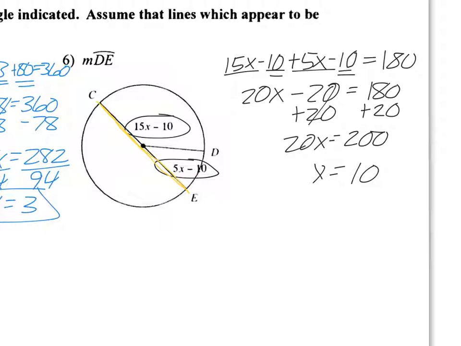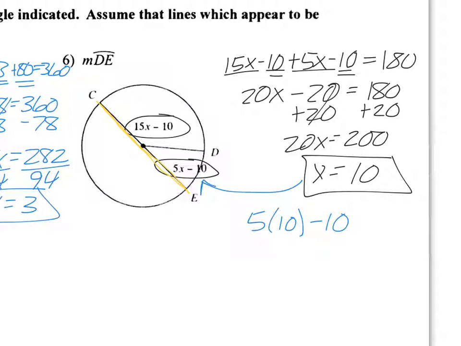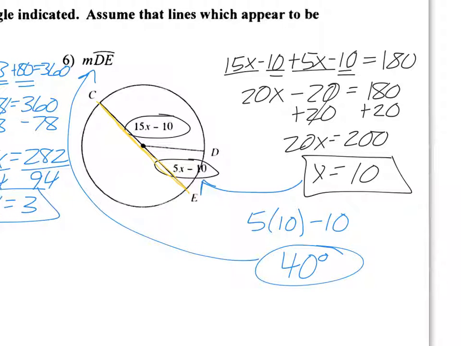Now, again, I'm going to have to plug that in. Where do I plug it in? Well, it says look for arc DE. DE is this one right here. So I need to plug this in to that expression. So 5 times 10 minus 10. So that's 50 minus 10, which is 40. So that is the measure of arc DE. So a little review there as well. So hopefully this made sense to you, and again, we'll work on it together in class.